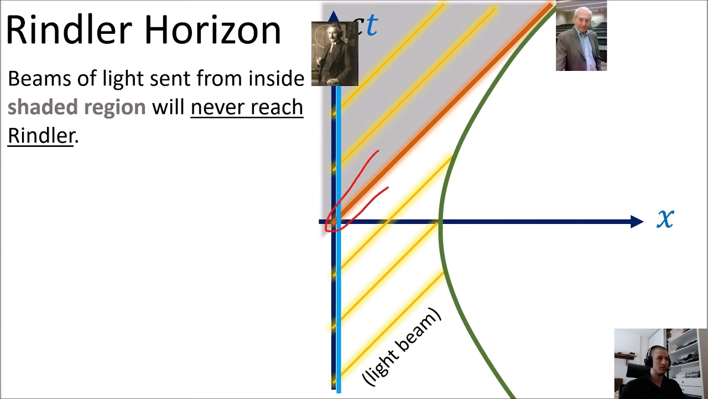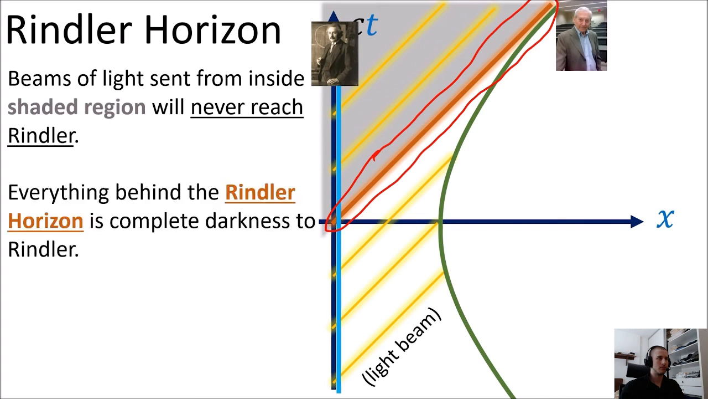This means that there is a boundary behind Rindler where everything behind the boundary appears as complete darkness to him, because light from behind the boundary will never reach him. This boundary is called the Rindler horizon. Nothing from behind the Rindler horizon, not even light, can ever reach or influence Rindler.